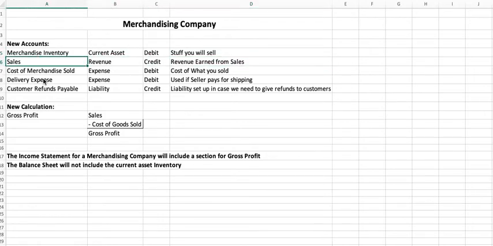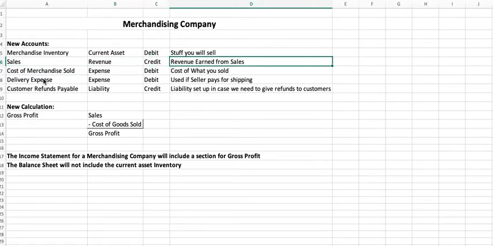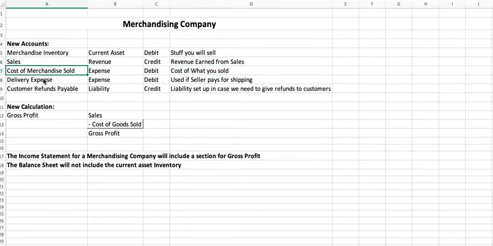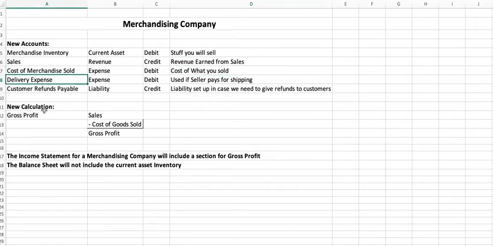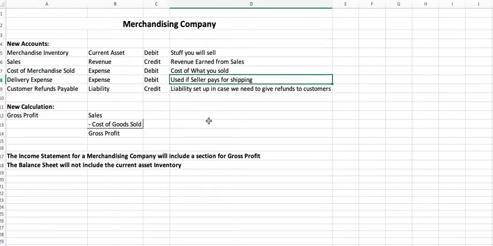Our next account is sales. Sales is a revenue account with a credit balance, and that represents any revenue you earn from sales. Cost of merchandise sold. That is an expense account with a debit balance, and that represents the cost of what you sold. Delivery expense. That's an expense account with a debit balance, and it is used if the seller pays for shipping.